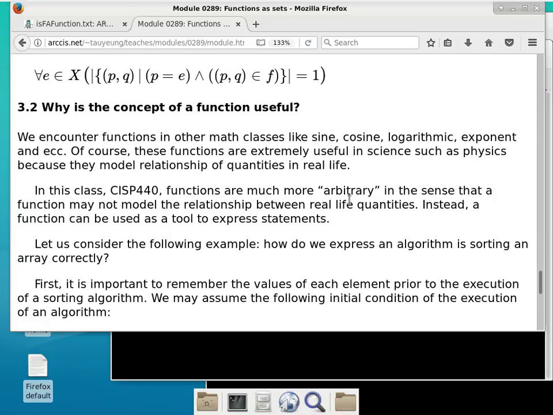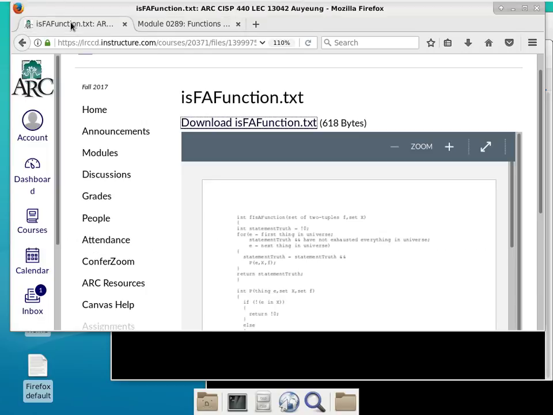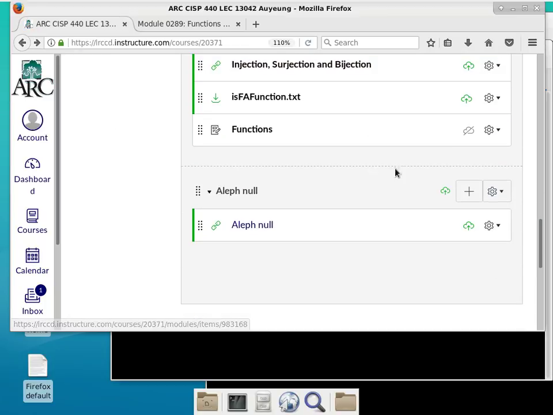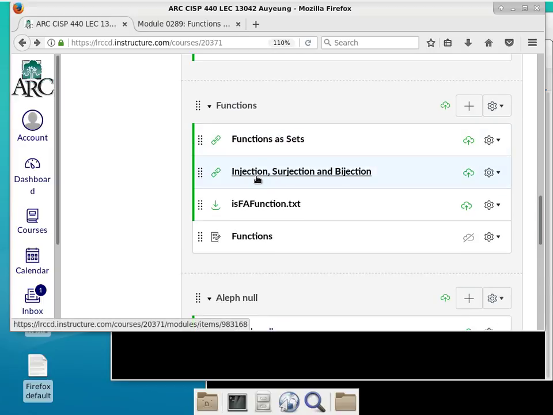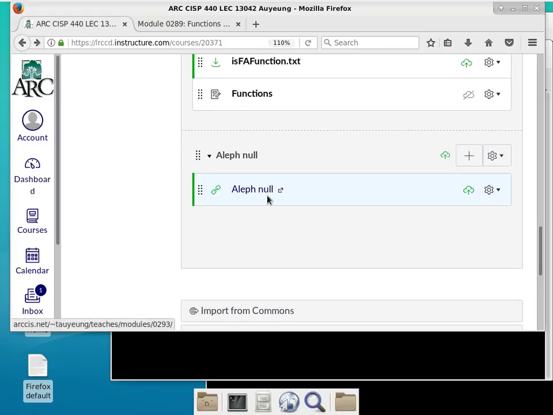Okay, all right. So let me go back to the modules, and I'm not done with functions yet, so your homework assignment is not quite ready yet, but I will get it ready soon, and I will post a video about it as well. Okay. So the next topic that we're going to talk about will be injection, surjection, and bijection, and I don't think we can get to aleph null today, but this is a really fun topic.